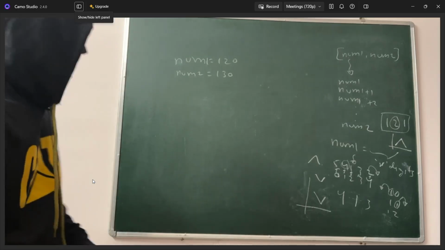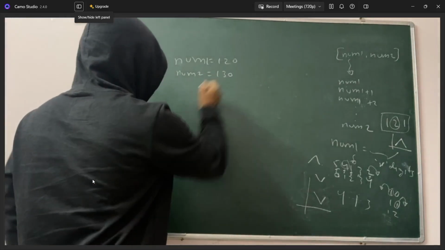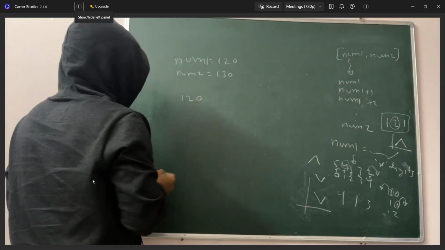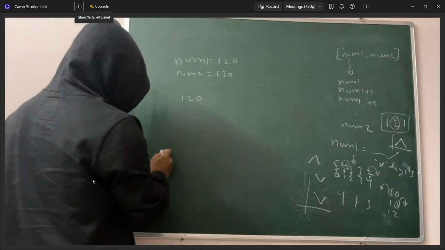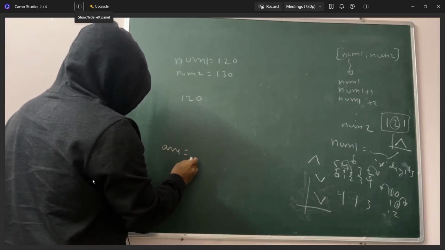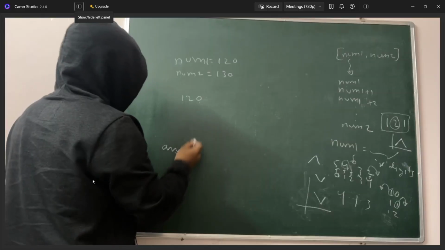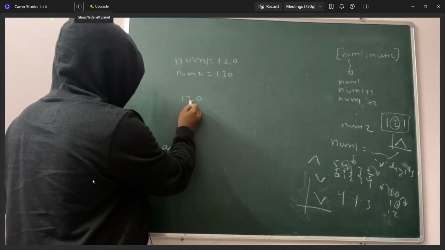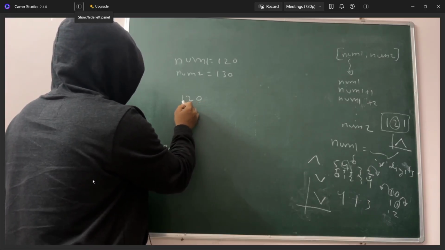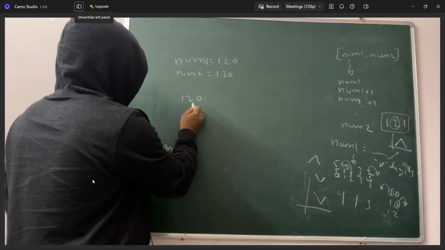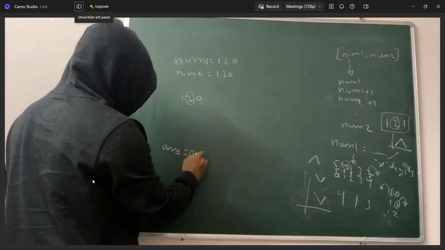So how do you solve this? What we'll do is we'll take the first number, 120. We'll try to find the Waviness. For this number we cannot find, for this number we can find. Let's take an answer variable, which is for calculating the Waviness. It is initially 0. So for 1 we cannot find, but for 2 we can find. It is lesser than, it is also lesser than, right? 1 is lesser than 2, 0 is also lesser than 2. So this is a peak. So 1 we have found.